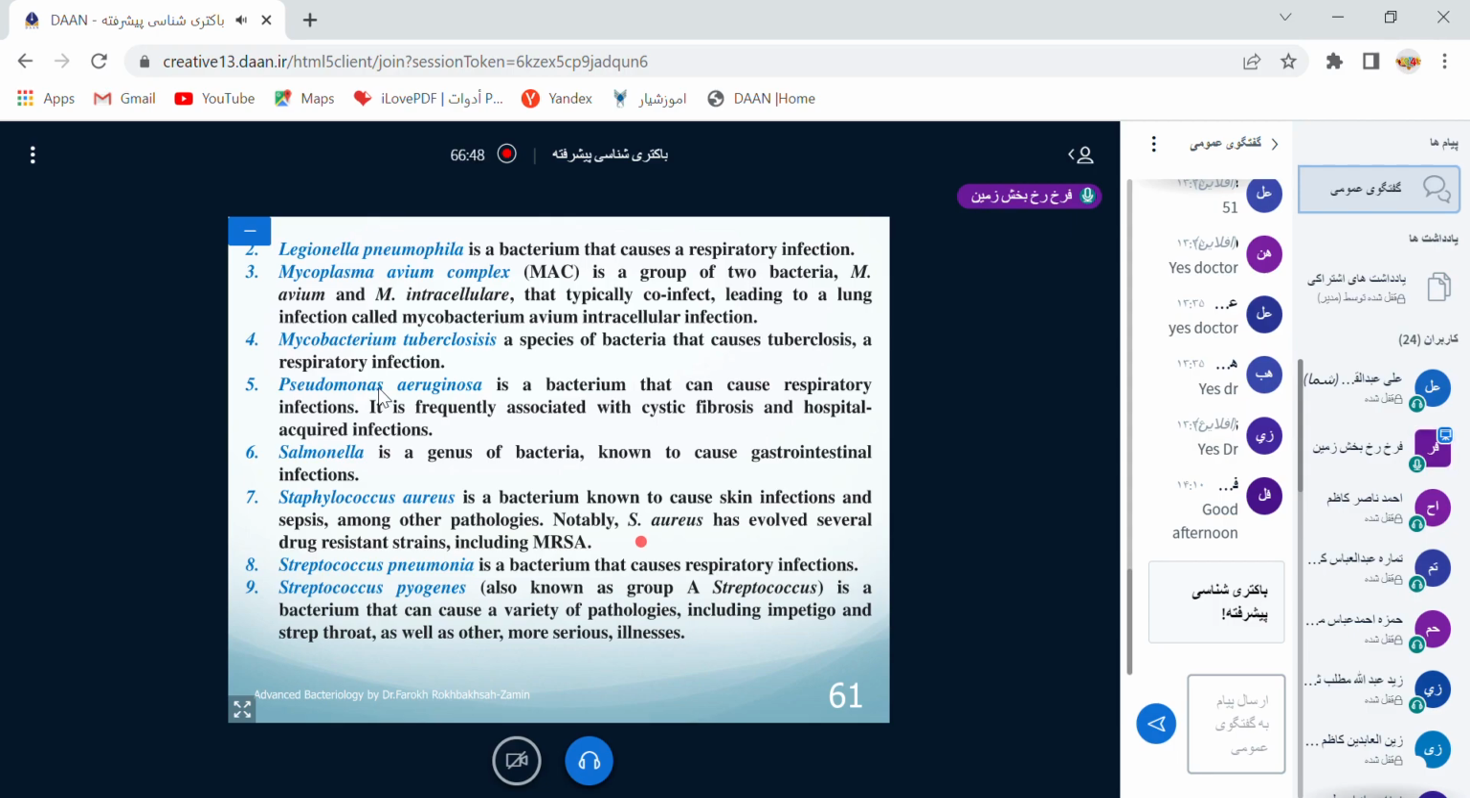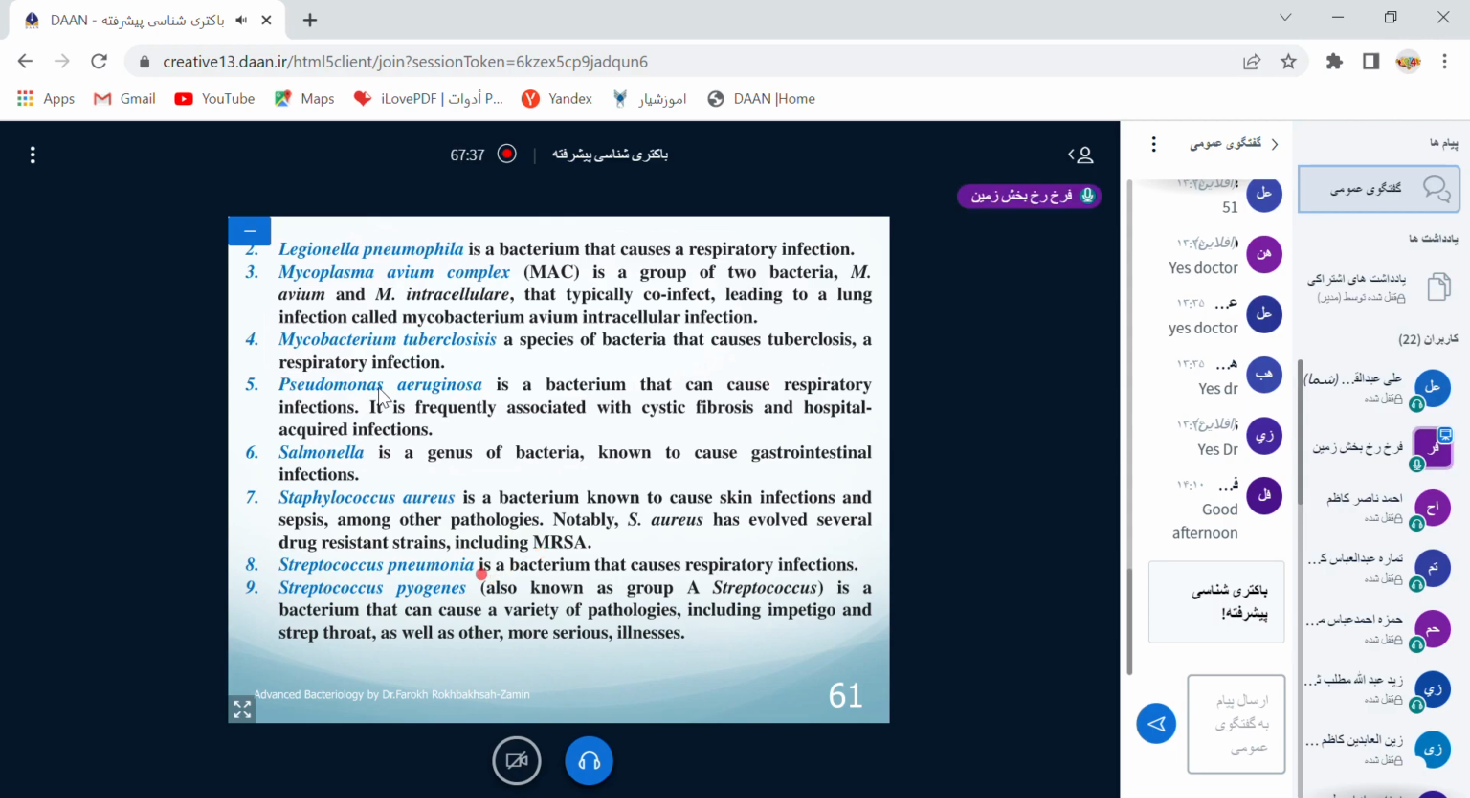Notably, Staphylococcus aureus has evolved several drug-resistant strains. Some strains of this bacterium are resistant to many different antibiotics, and some of them are known as MRSA. Methicillin-resistant Staphylococcus aureus is related to those strains which are resistant to methicillin, and therapy is difficult. Therapy of infection by this bacterium is difficult.